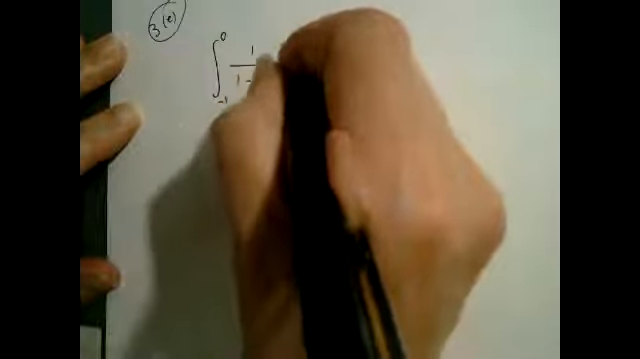So it's the integral from minus 1 to 0 of 1 over 1 minus 4x dx. Okay. All right.